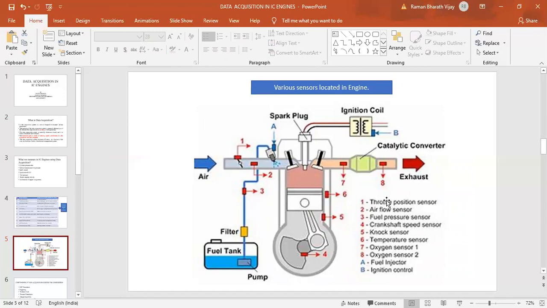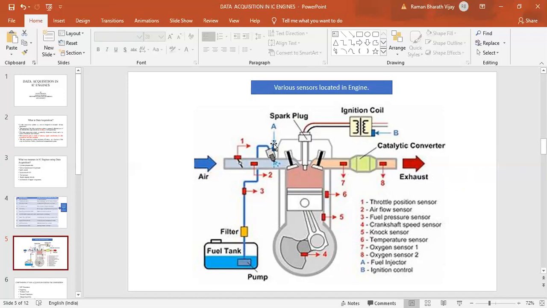Given here, for example, I will say this one is the throttle position sensor. This two is the airflow sensor. This three is the fuel pressure sensor. Fourth is the crankshaft speed sensor. Fifth is the knock sensor. This is the temperature sensor. And seven and eight are both the same oxygen sensor.